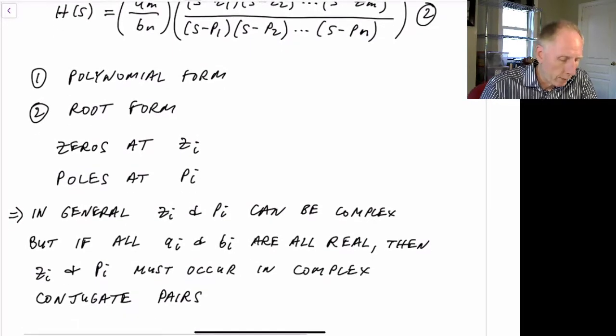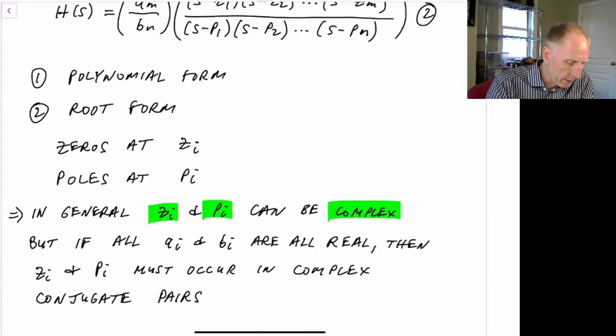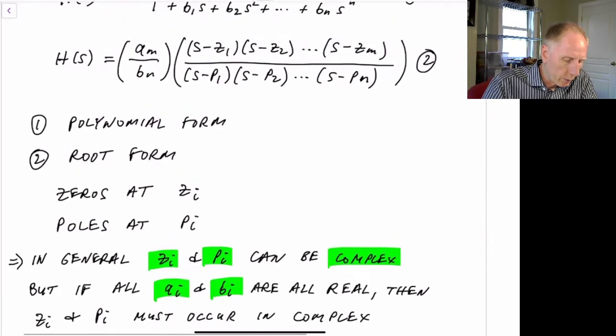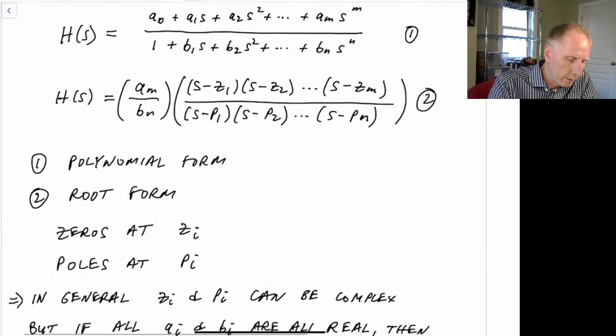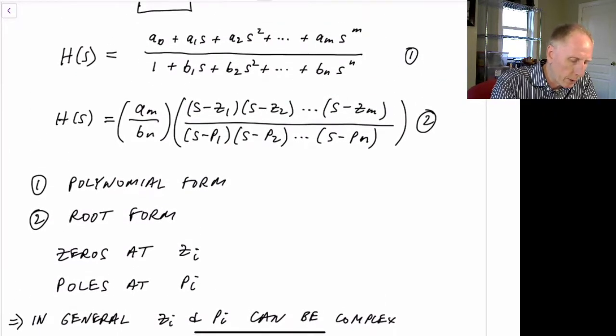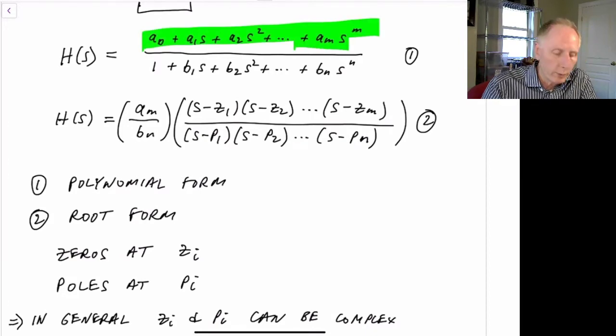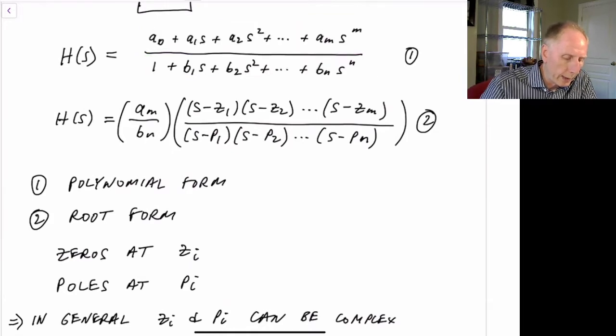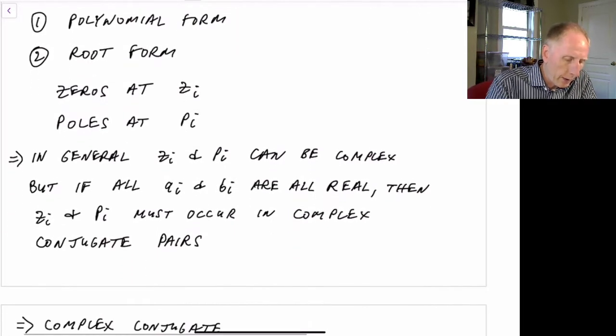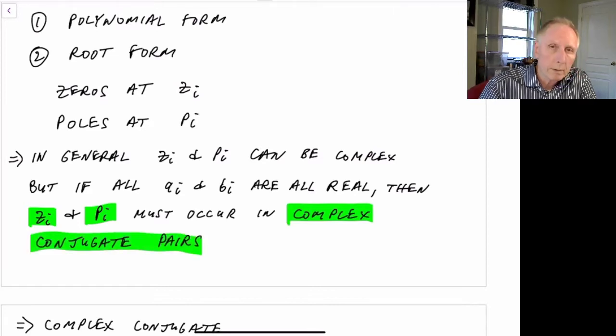Now for a general arbitrary transfer function, z sub i and p sub i can be complex. However, if all of the a sub i's and b sub i's, so if we started off having real polynomials up here, so all the a sub i's here were real, and all the b sub i's in this equation are real, so for a real input, we get a real output. Then you can show that all of the z sub i's and p sub i's, if they're complex, must occur in complex conjugate pairs.